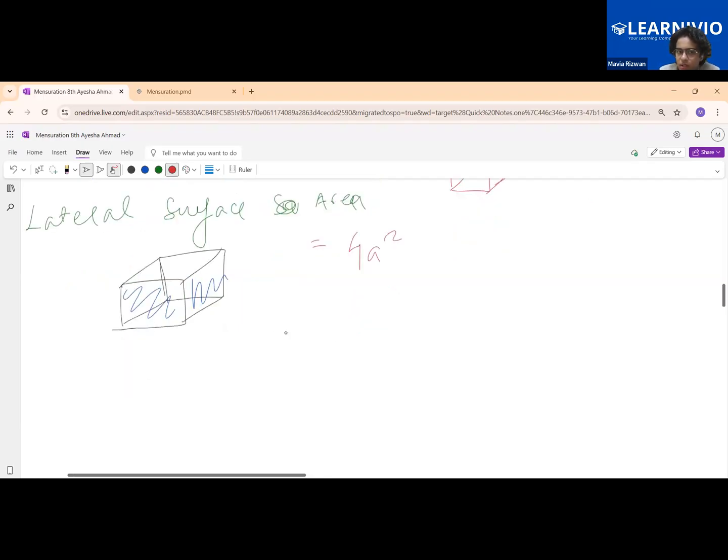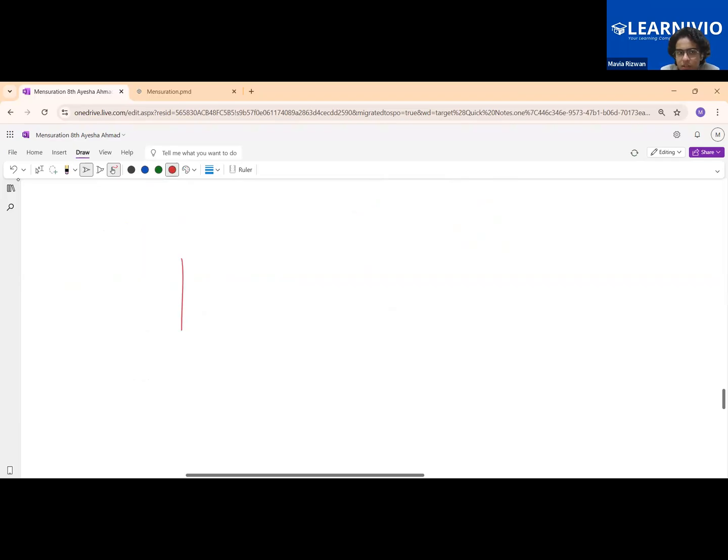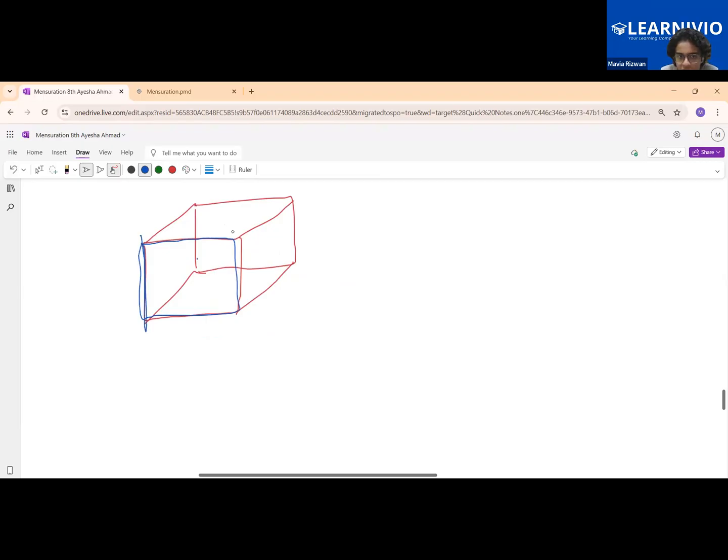Dekho. In a lateral surface area, we only need the four side ones. Okay, we only need the four side ones. So this is face one. So we only need the first. This is like this one, this face. Okay, we only need this face.